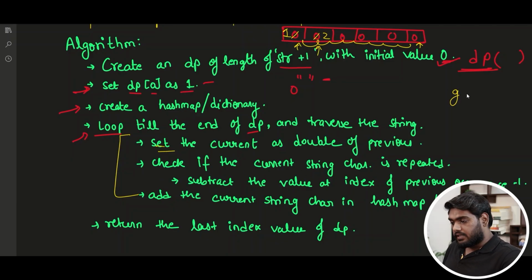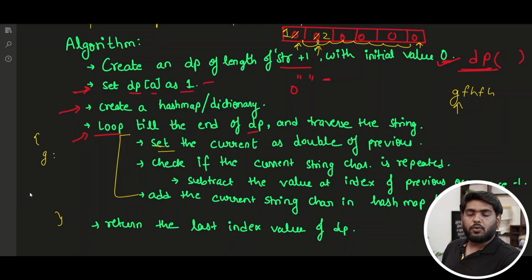If we take the example of the previous one, where we had GFH, FH, we are here at G. Now, are we repeating G? No. So we are not going to enter this if. What we'll do is add the current string character to the hash map, or dictionary. G is the corresponding key, and its value is the number of possible subsequences, which is 2, comma, the index. The index is 1, so I'll write 1 here. I have to store it in this manner.